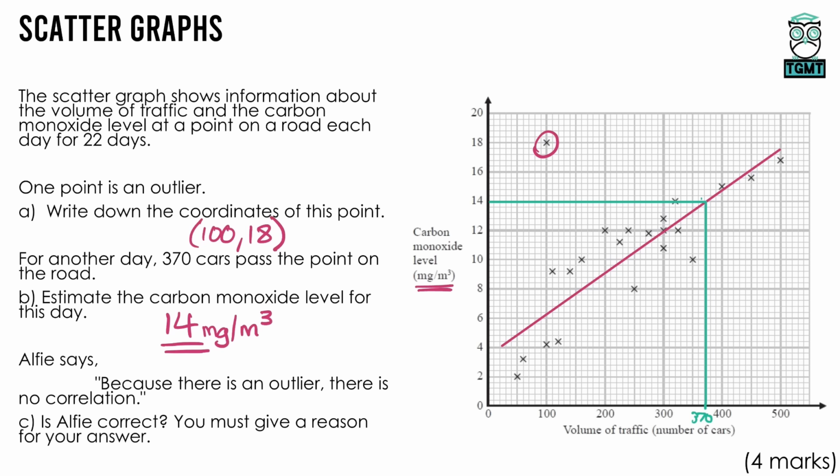The final part here says, Alfie says, because there's an outlier, there's no correlation. Is Alfie correct? You must give a reason for your answer. Now we can already see that there is in fact a positive correlation, and actually the outlier is just something that we would disregard. You might have used in other subjects the word anomaly. It doesn't mean that there's no correlation, it just means that there was one particular day where there was an anomaly. So any of that explanation there stating that it does in fact have a positive correlation and that we would just disregard the outlier would be a perfectly fine answer. But there we go, that's how we would use a scatter graph.